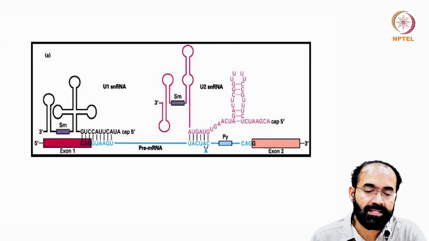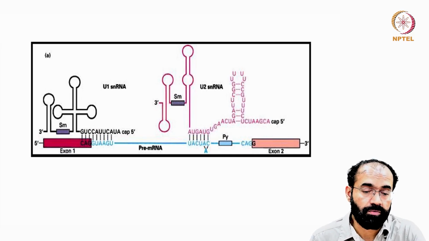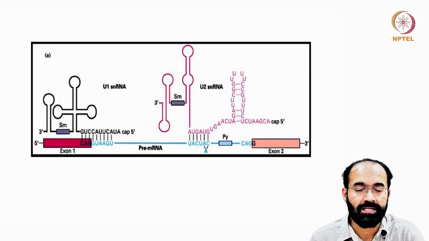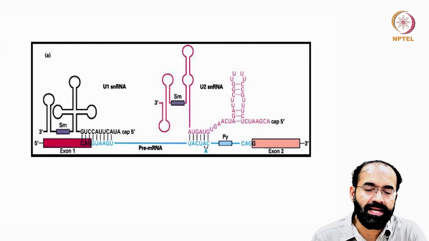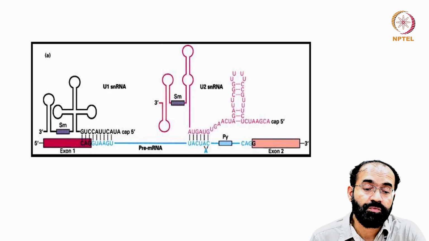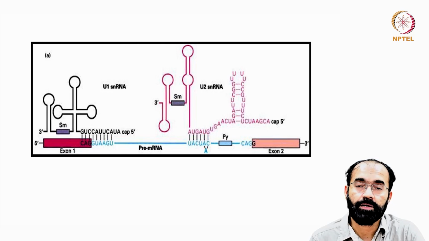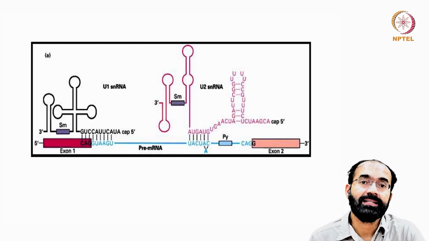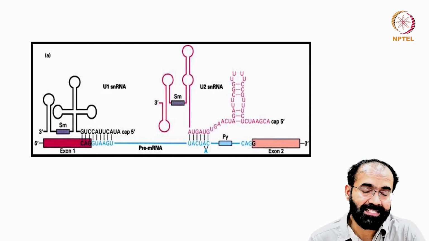So understand that this way of interaction is very important for the first trans-esterification reaction, which is basically a nucleophilic attack. We have seen that in group 1 and group 2 introns, and we will see it in more detail in the subsequent classes. But this slide is basically for you to understand that U1 snRNA and U2 snRNA physically pair at specific loci, at the exon intron boundary and at the branch point, so that the facilitation of splicing can happen.